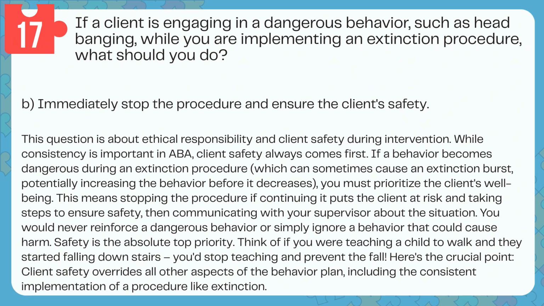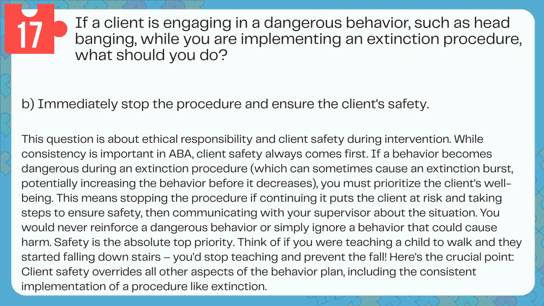While consistency is important in ABA, client safety always comes first. If a behavior becomes dangerous during an extinction procedure, which can sometimes cause an extinction burst, potentially increasing the behavior before it decreases, you must prioritize the client's well-being. This means stopping the procedure if continuing it puts the client at risk and taking steps to ensure safety, then communicating with your supervisor about the situation. You would never reinforce a dangerous behavior or simply ignore a behavior that could cause harm. Safety is the absolute top priority.